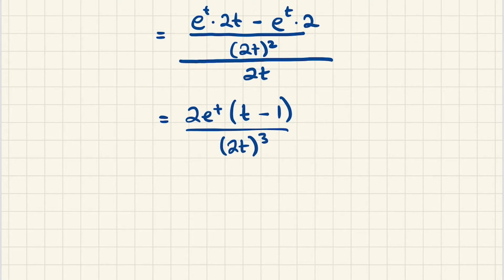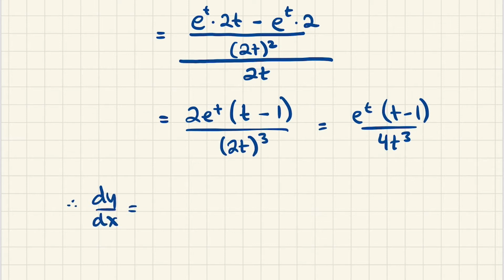Well, one of the 2's will cancel, so we're actually going to get just e to the t times t minus 1 over 4t cubed. Okay, so we found both the first and the second derivative. Let's just write them down one more time. The first derivative was e to the t over 2t, and the second derivative is this thing.